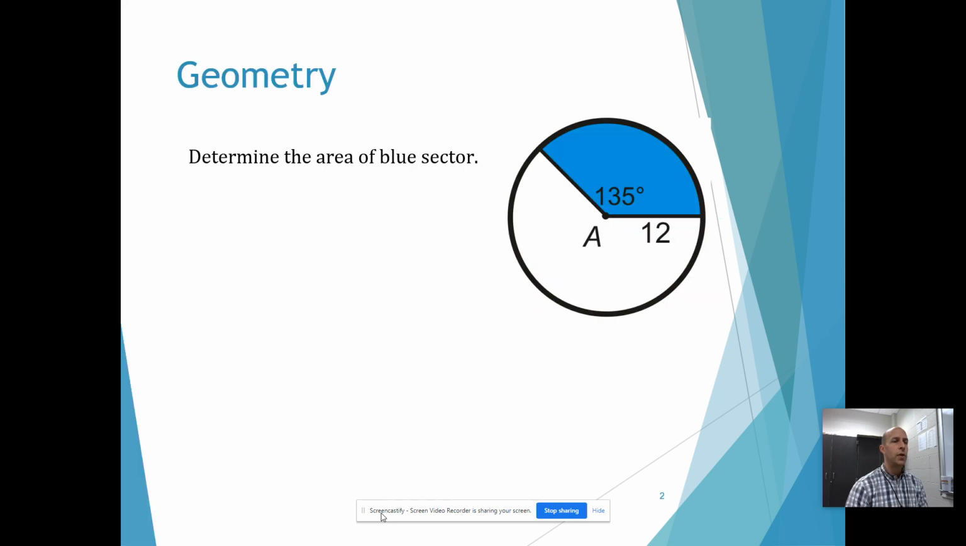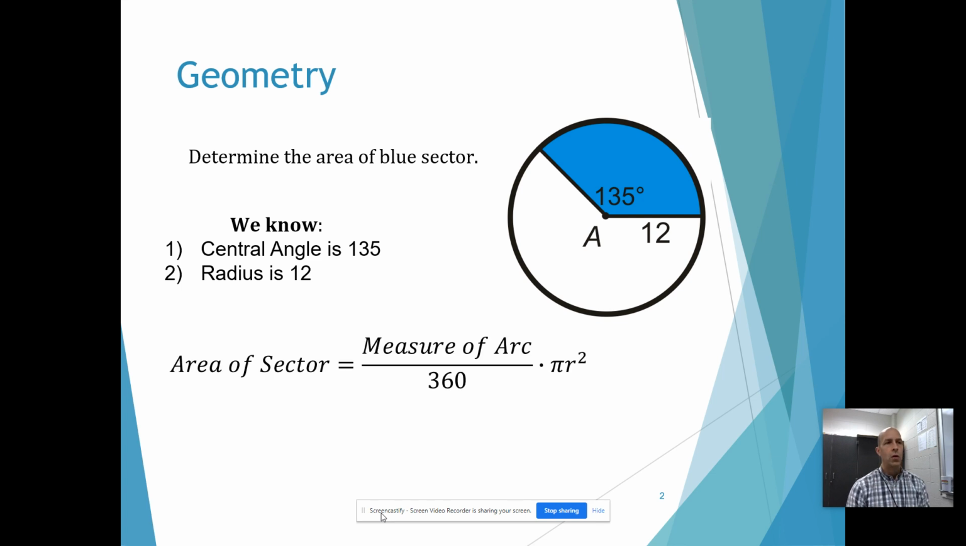This week in geometry, we are looking at areas of circles and sectors. Here we have a circle, circle A, and we are asked to find the area of the blue sector, that blue shaded region. We know that there's a central angle of 135 degrees, and the radius of the circle is 12. So we could use our formula for the area of a sector, which is the measure of the arc divided by 360 times pi r squared.